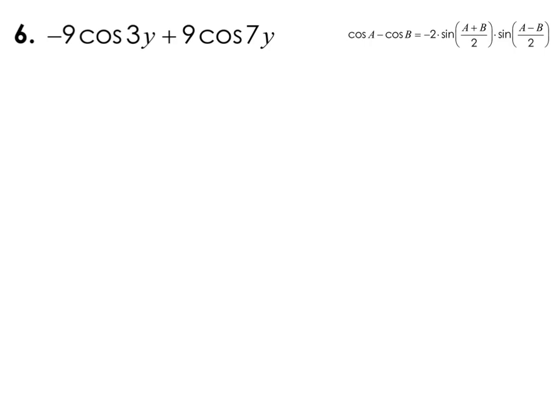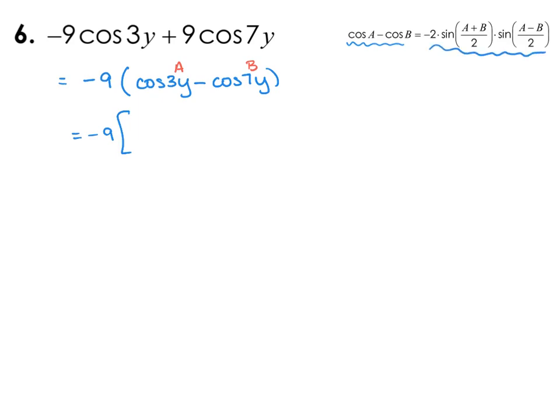So for number 6, the first thing that I would do is factor out a -9. So we're going to have -9 times the cosine of 3y minus the cosine of 7y. This is why I would end up using this cosine of a minus cosine of b equation. So now 3y is my a and 7y is my b. So I'm going to have -9 times, now I'm going to put in this equation here now that I have it in the right format.